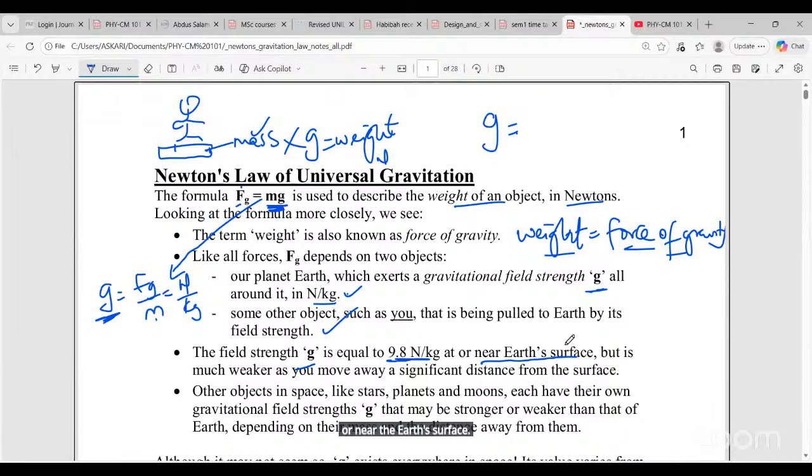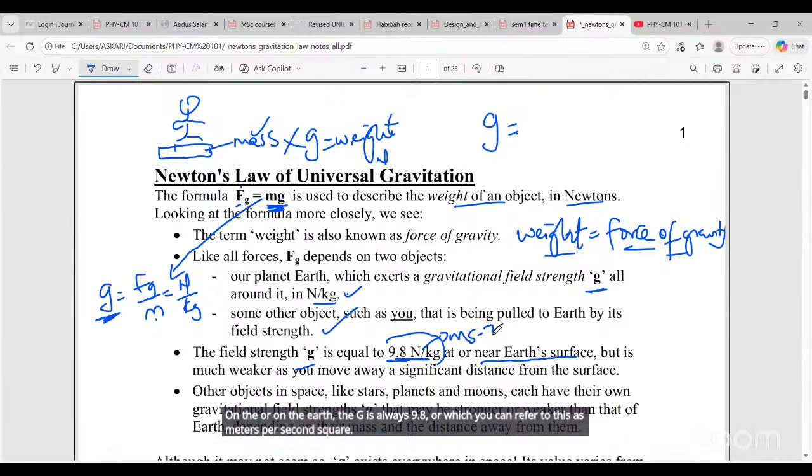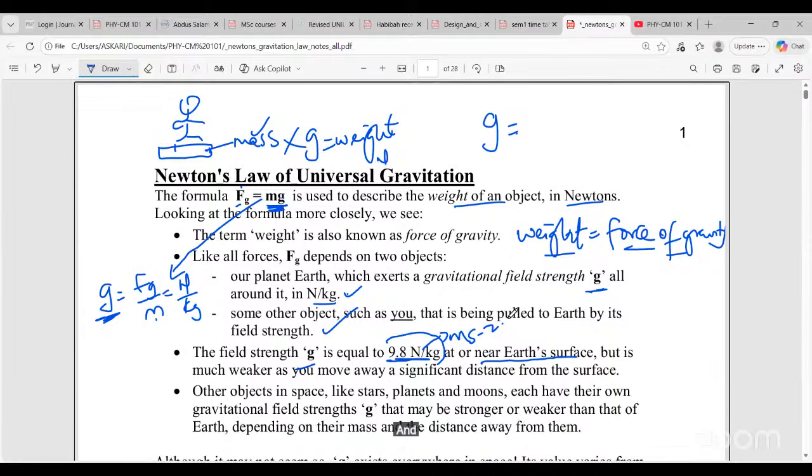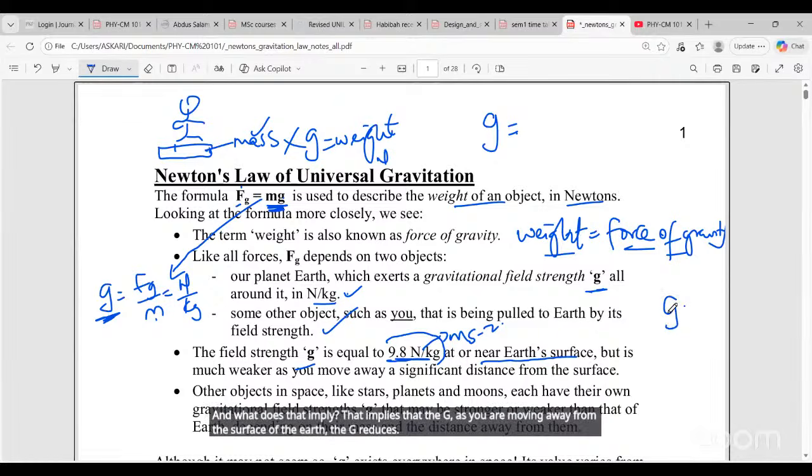Now, the so-called G is always equal to 9.8 at or near the Earth's surface. On the Earth, the G is always 9.8 meters per second squared. But it is much weaker as you move a significant distance away from the surface of the Earth. And what does that imply? That implies that as you are moving away from the surface of the Earth, the G reduces. And that's why by the time you are getting to the moon, it would have reduced and objects will be floating on the moon or other planets.